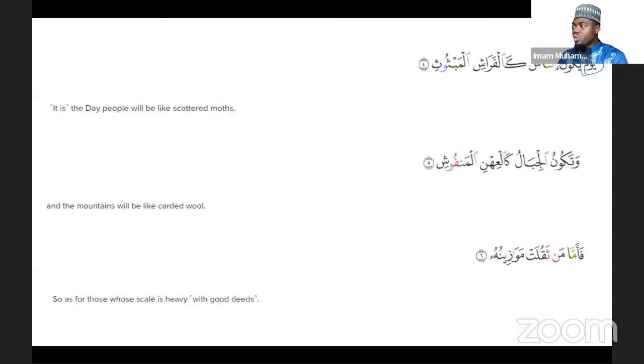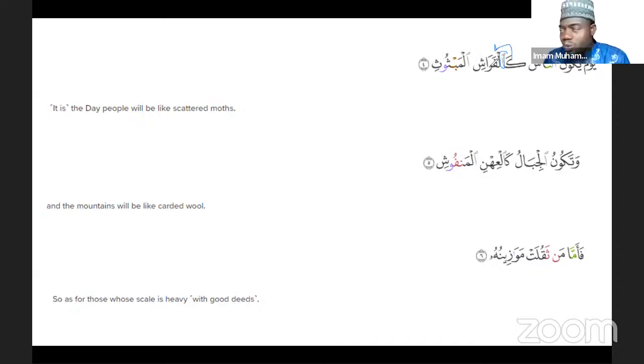Yawma yakunu an-nas. You see, we've learned about the ghunna earlier. This is a complete ghunna: you do the ghunna and you do doubling. Yawma yakunu an-nas. So this alif al-wasl is not pronounced because it's in the middle of a word. Kal-farashil-mabthuth. You see the amazing practice there. The alif al-wasli, or hamzat al-wasli, is not pronounced, but the kaf is joined together with the lam.